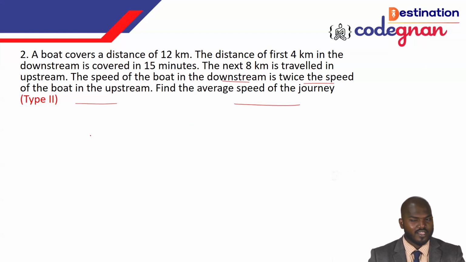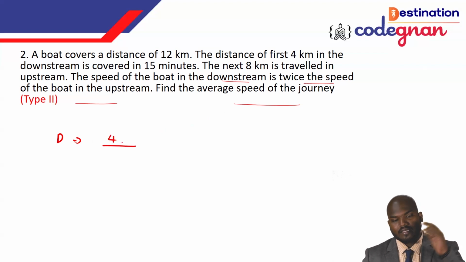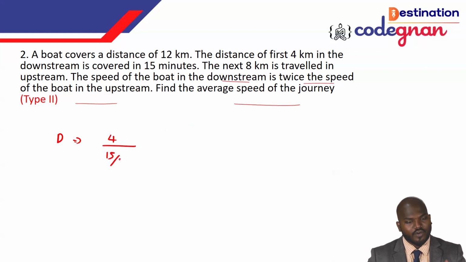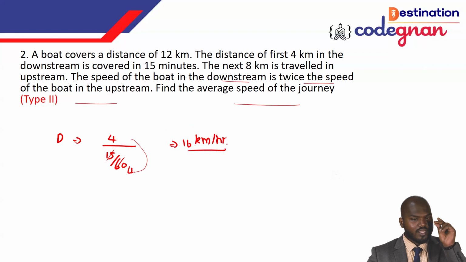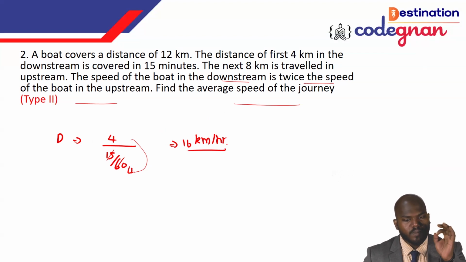So guys, first, the only clue you have about the downstream is that 4 kilometers is covered in 15 minutes. Then distance by time, you can call it 15 over 60. 15 times 4 is equal to 60, and if you keep that side, it will give you the value 16 kilometers per hour. This is the downstream speed, we can call this one.